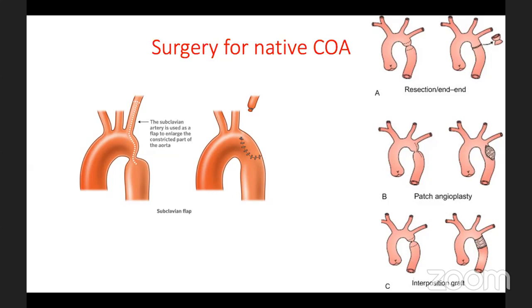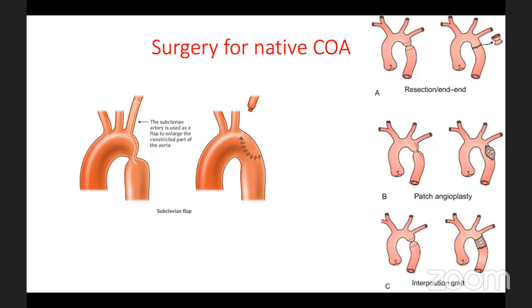Okay. So what are the pros and cons of each technique, and which technique has the highest incidence of recoarctation? And I would like to hear from you and Yasmin about the overall incidence of recoarctation.